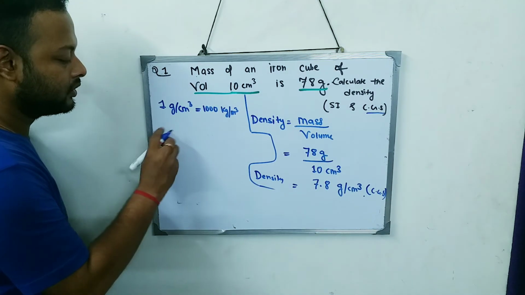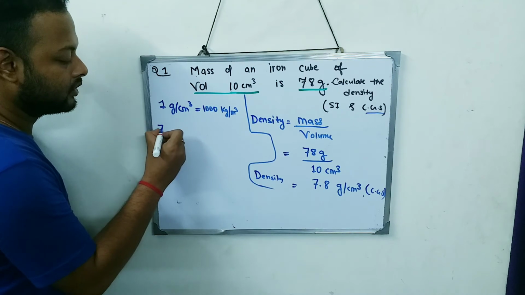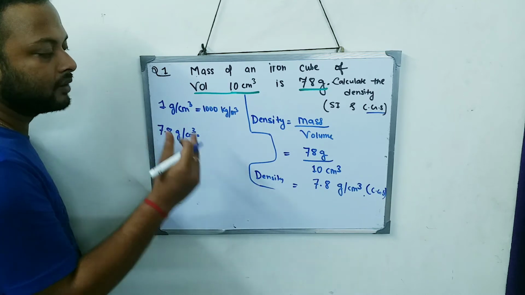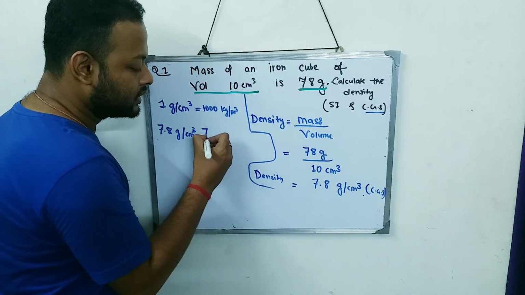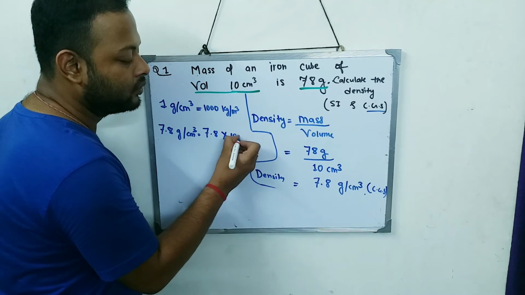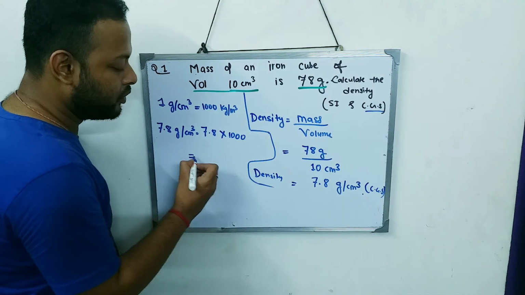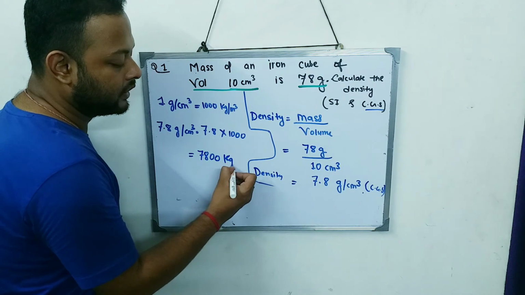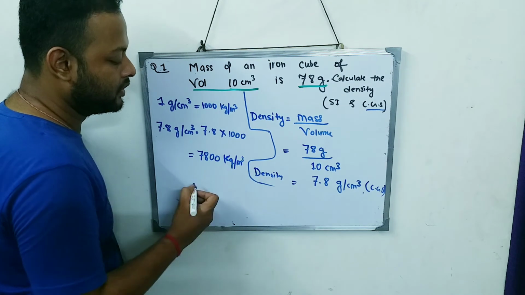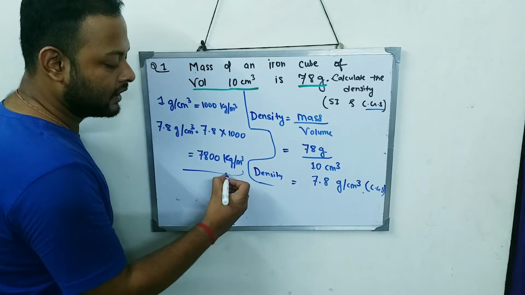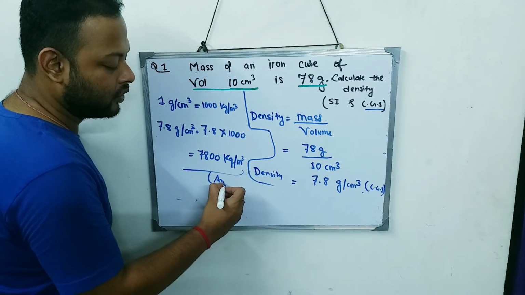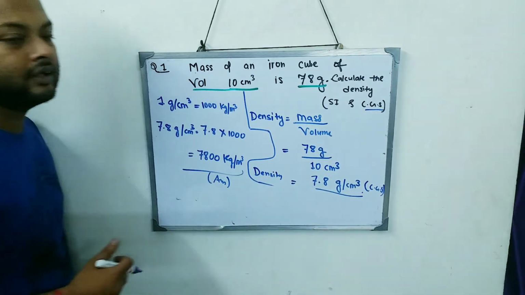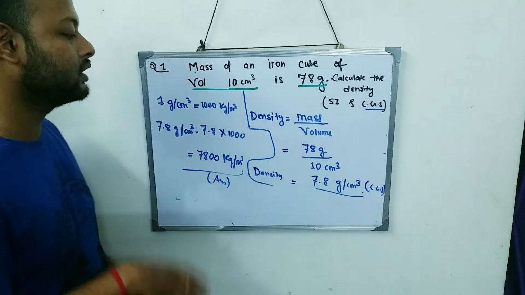Think, if 1 is 1000, how much will 7.8 gram per centimeter cube be? 7.8 into 1000, which is 7800 kg per meter cube. So I got the answer in SI unit also. This is the answer in CGS unit, and this is the answer in SI unit. I hope you understood the sum.